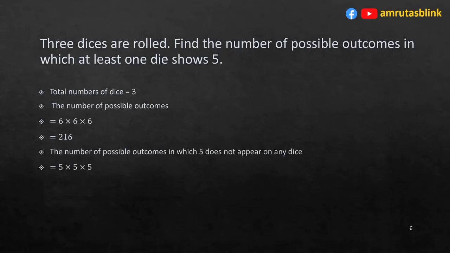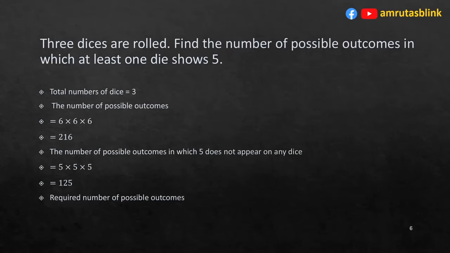So if 5 is not to appear on any of the dice, then for all 3 dice, how many choices will be available? Just 5 choices will be available. So the number of such possible outcomes is 5 into 5 into 5, that is 125.